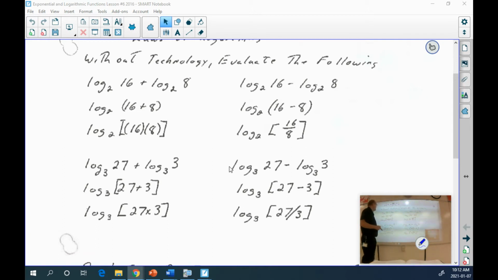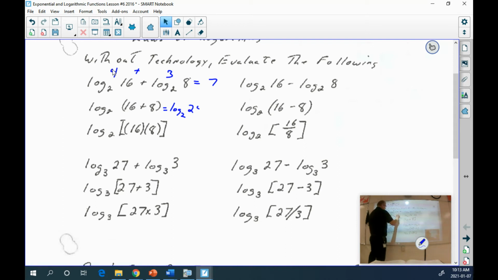Okay, so log base 2 of 16, that's 4. Log base 2 of 8 is 3. So this guy is equal to 7. What we can do here is we can go log base 2 of 24, which is approximately 4.5, but again, I don't know exactly what it is.